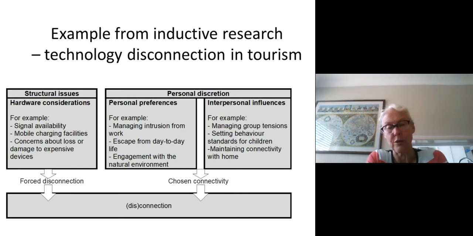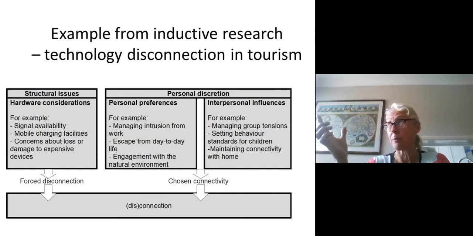On the personal discretion side of things, there were personal preferences, and then interpersonal influences. Personal preferences were things to do with managing intrusion from work, escaping from day-to-day life and wanting to engage with the natural environment. And then on the interpersonal side, sometimes there are group tensions, like parents not wanting their children to use mobile phones and therefore not using them because they didn't want to demonstrate that behaviour to children. So that was setting behaviour standards for children. The managing tensions was often between one adult and another adult in a group, not wanting the other one to be constantly on the phone.